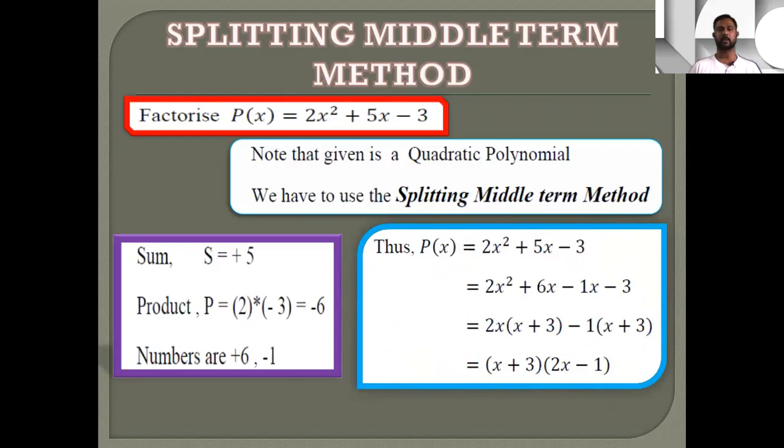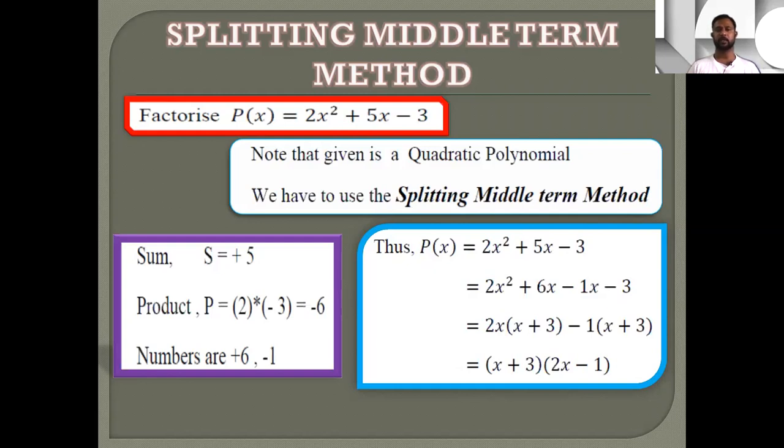First term 2x square, written as it is. What is the middle term? Plus 5x. That middle term is to be split. That's why this method is known as splitting middle term method. Middle term plus 5x is split as plus 6x minus 1x. How did we get that number? See, the numbers were plus 6 and minus 1. Simply put x along with that. So we are rewriting using splitting middle term as 2x square plus 6x minus 1x minus 3. Note that the first term and last term are written as they are. We split the middle term.